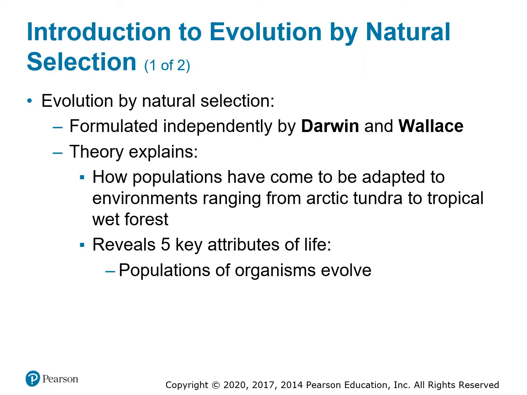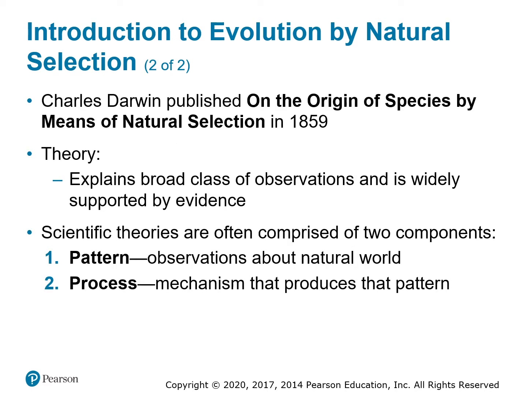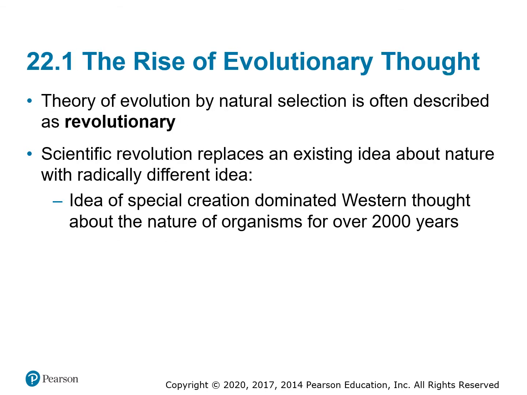Evolution by natural selection was actually formulated by two different scientists independently of each other, and it helps explain how the organisms that we see are adapted to the environments in which they live. There are 5 key attributes of life, and this is the one that we're going to talk about today, the evolution one. Charles Darwin published On the Origin of Species in 1859, and it basically explained the theory of evolution with a pattern and a process. Something that actually wasn't done before.